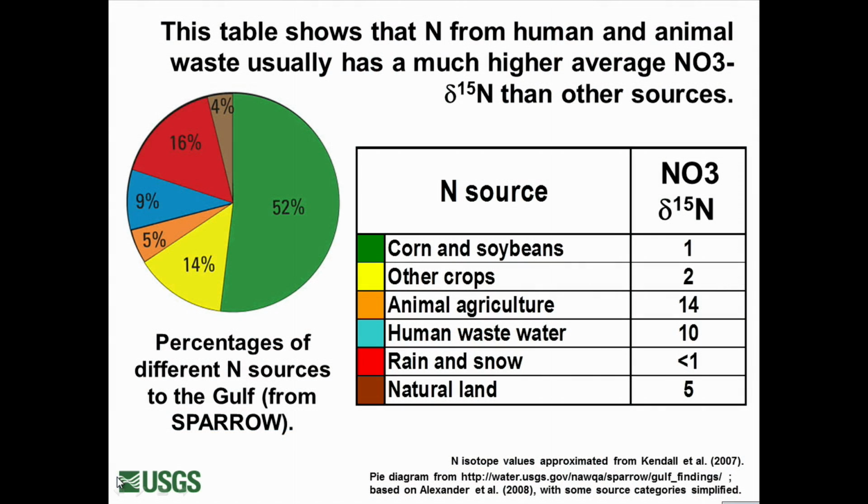This is a little cartoon I made of one of these SPARROW models where they have a pie shape of how much of the nitrogen from different sources gets down the Mississippi to the Gulf of Mexico, and some of these sources have distinctive isotope differences. So animal and human agriculture, you can see on the plot, have delta 15N values of +10 and +14, which separate them from some of the other sources. So you could test some of these hypotheses with isotopes. Add more isotopes, more tests.